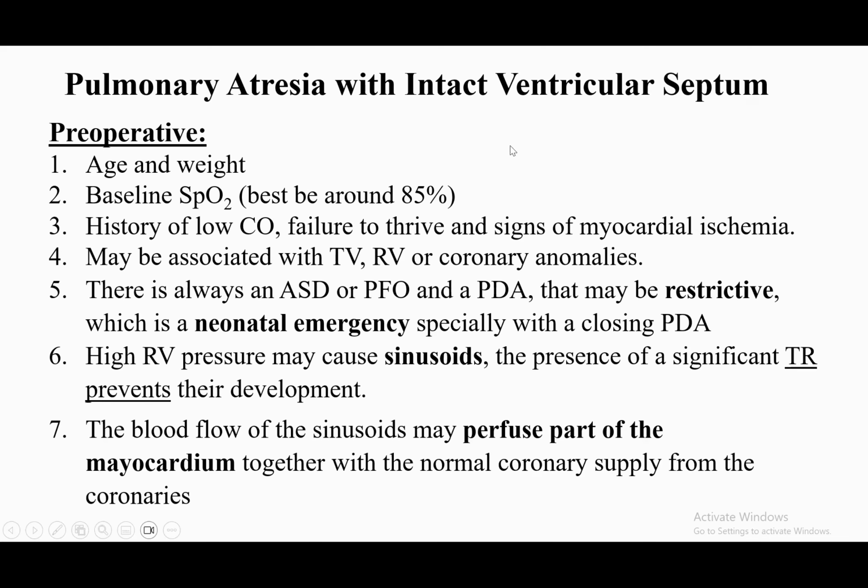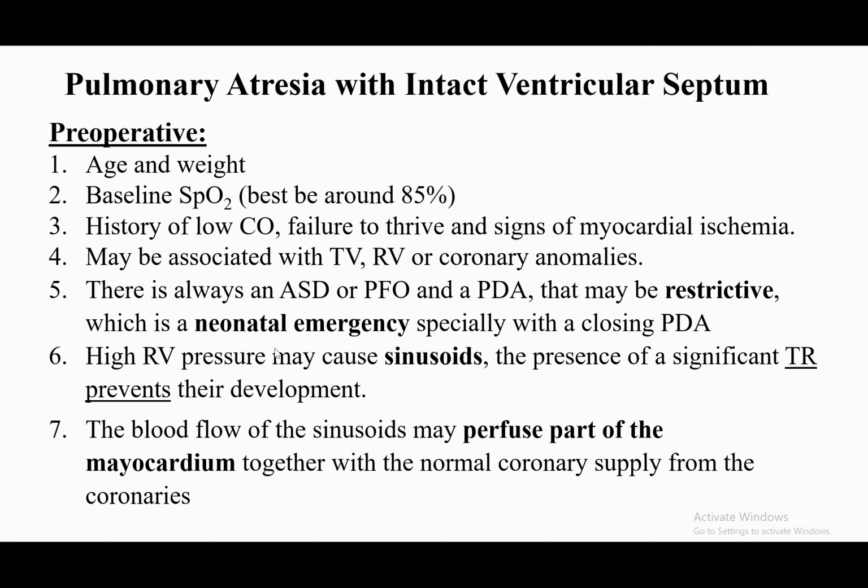So if the cardiac output, the QP:QS, are equal, the venous return would be equal on both sides. So the average between the pulmonary and systemic venous return should be the average between 100 and 70, around 85. So 85 is a sign of a QP:QS around 1 to 1. History of low cardiac output, failure to thrive, signs of myocardial ischemia may be associated with tricuspid valve, RV, or coronary anomalies.